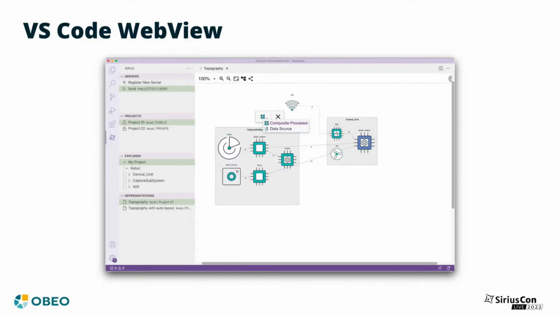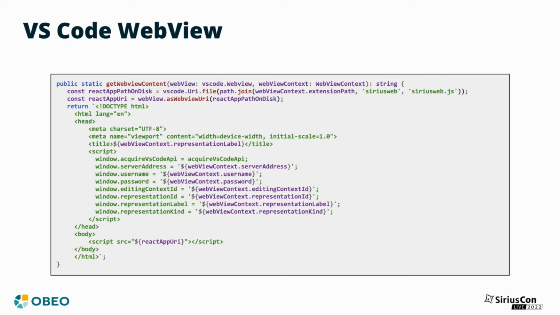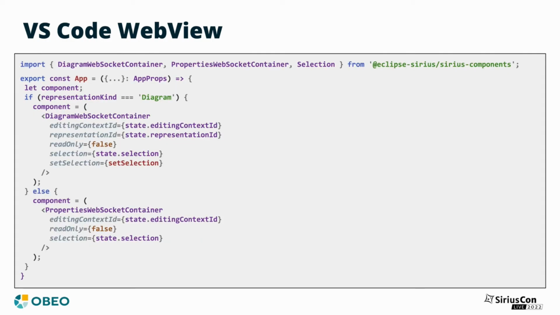Inside of the web view of VS Code, we will integrate the front-end part of Sirius components to display a representation, here a diagram for example, and have it updated in real time each time something changes. So here we are creating the web view for VS Code, in which we are providing the code of our VS Code editor. And inside of this VS Code application for the web view, we can reuse existing Sirius component representations. So you can see here the diagram WebSocket container in action, which is the entry point to display diagrams in a web application.